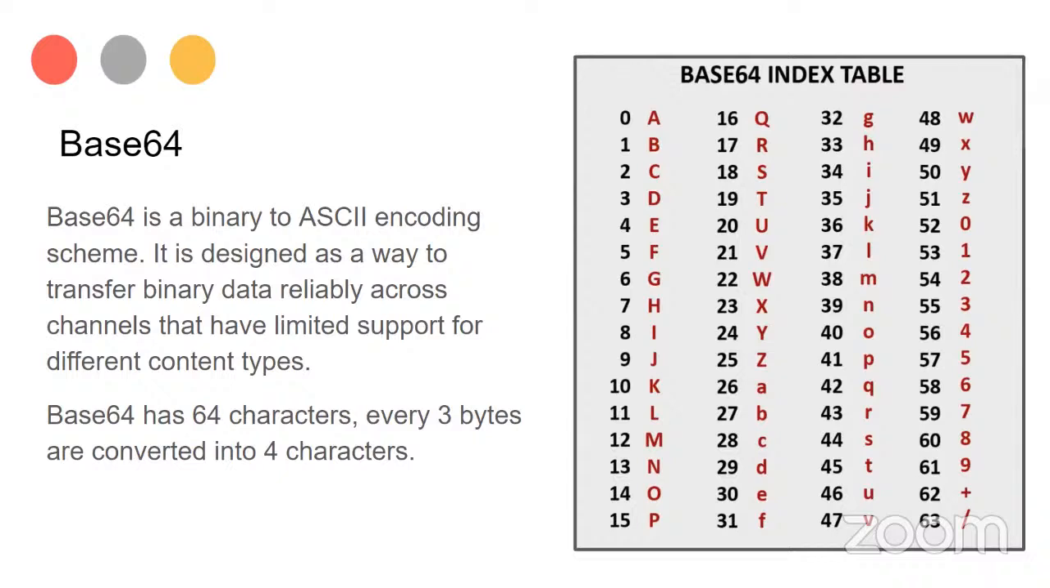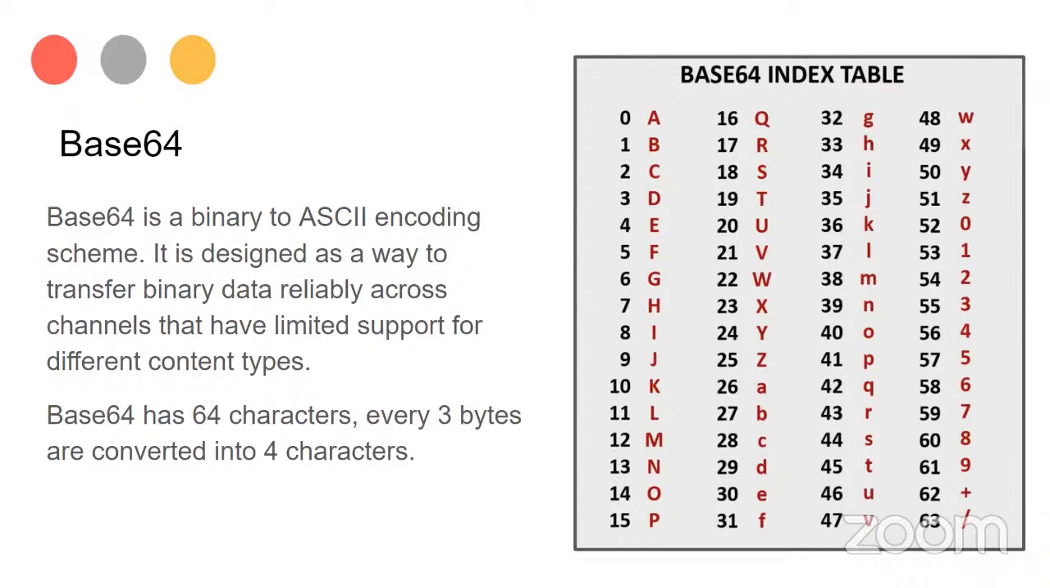Base 64, as the name suggests, has exactly 64 characters. Every 3 bytes are converted into 4 characters. The last line might be a little tricky, because if, for example, you take just a 3-letter word, that will be converted to a 4-letter encoded word, because the length of the text increases by 33%. So it somehow adds more characters, and we'll just talk about that.